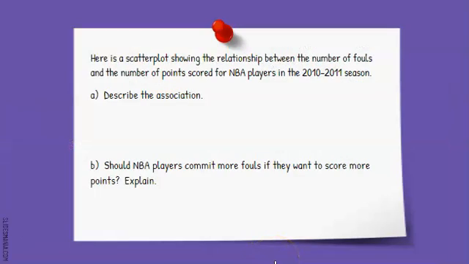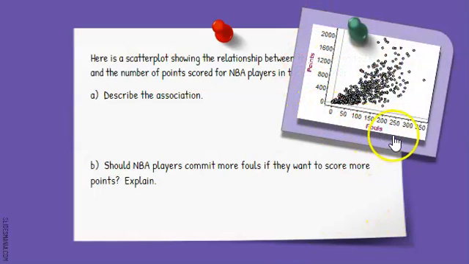Here's a scatter plot showing the relationship between the number of fouls and the number of points scored for NBA players in the 2010-2011 season. So there's my scatter plot. There's fouls and the points scored.